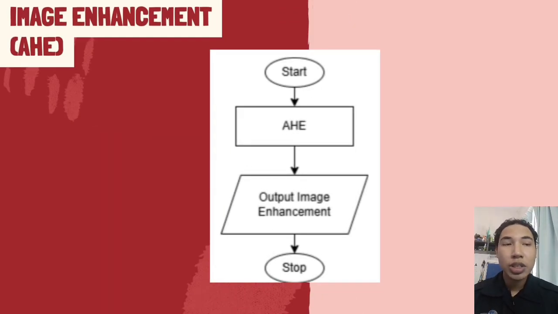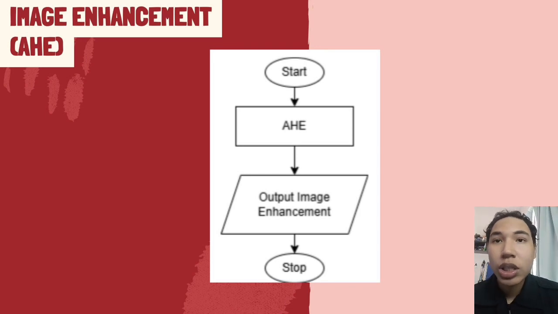AHE stands for adaptive histogram equalization. It divides the image into small regions, which we call tiles, and applies histogram equalization to each region independently. This enhances the local contrast, making the fine details of the TB bacilli more visible.